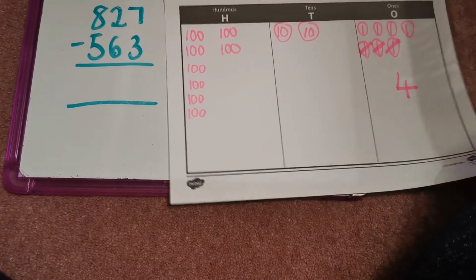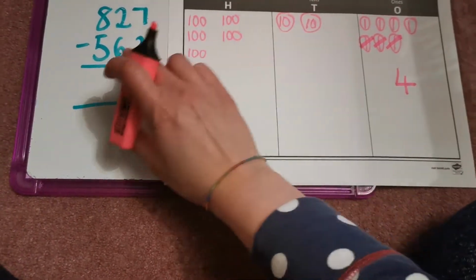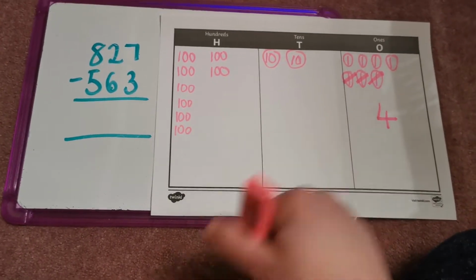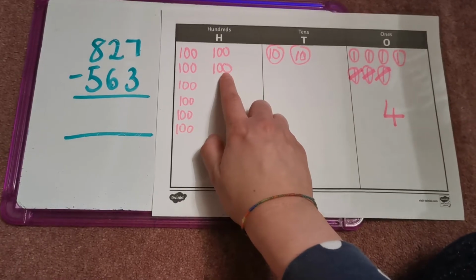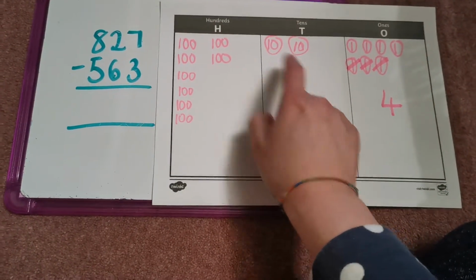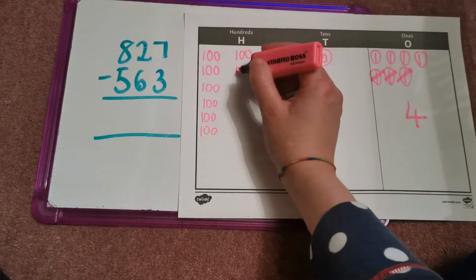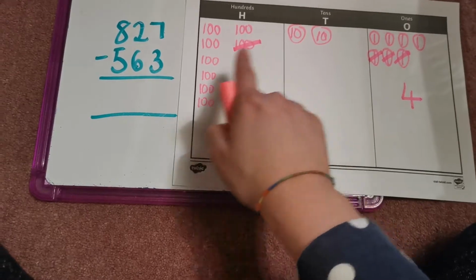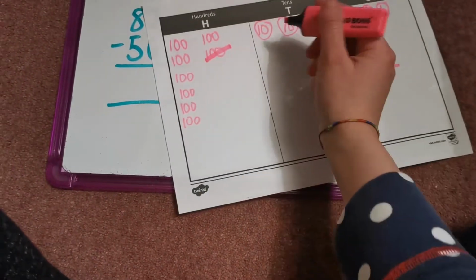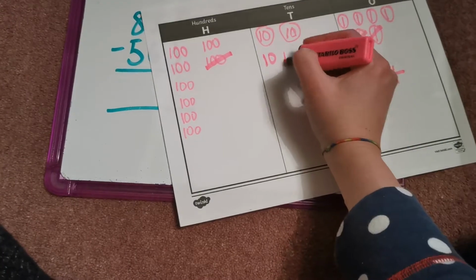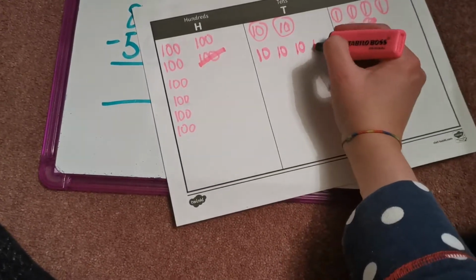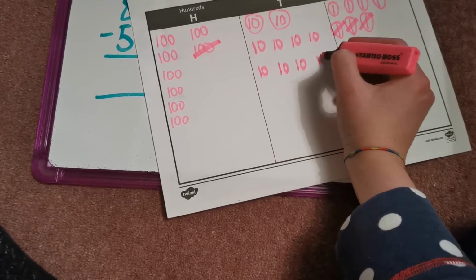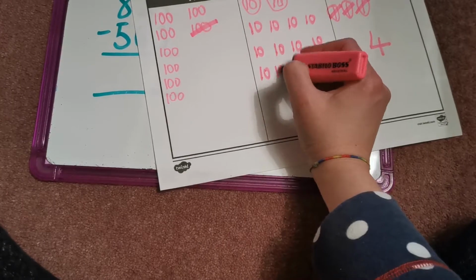Then the next one is I have 2 tens and I need to subtract 6 tens, but I don't have enough. So this is where I need to exchange from the 100 to the tens. I'm going to cross out one of my hundreds, because I need to exchange one of those hundreds for 10 tens, then I will have enough to subtract 6 tens. So 1, 2, 3, 4, 5, 6, 7, 8, 9, 10.